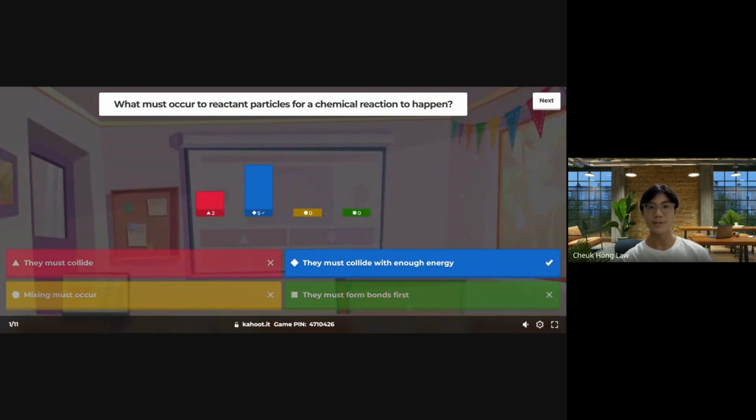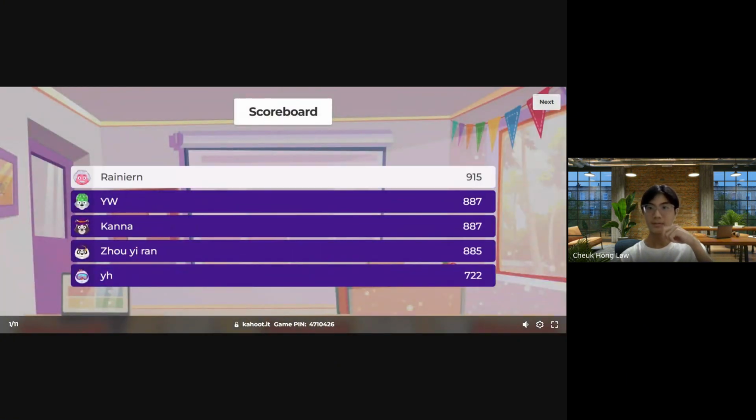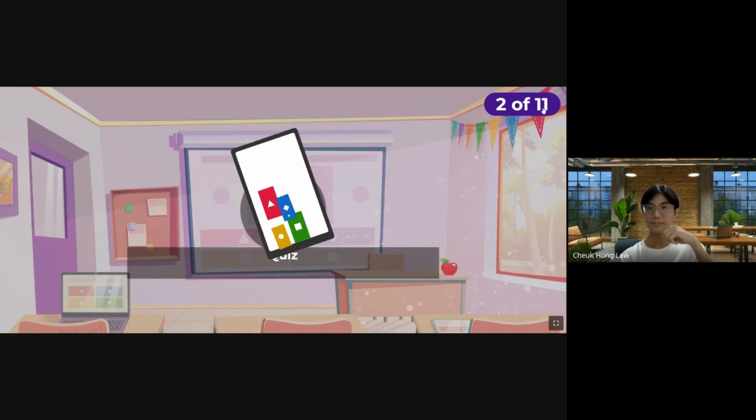Yeah. So what must occur to reactant particles for a chemical reaction to happen? They must not only collide, right? They must collide with enough energy. Okay, remember there are two parts to collision theory. They must collide and they must collide with enough energy, which is the activation energy. Okay, good job.